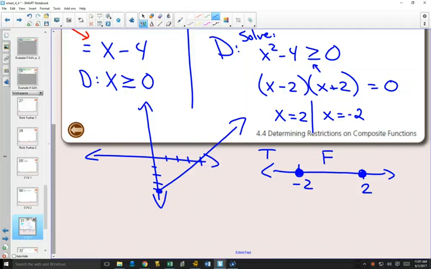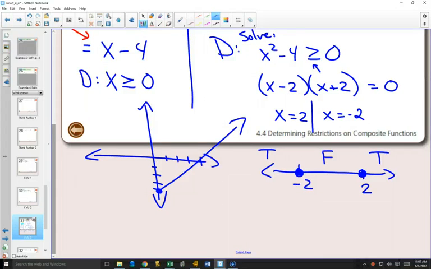And finally, something bigger than 2, like 38.7. 38.7 squared minus 4. You don't really need to figure it out. Can you tell that that's going to be bigger than 0? So this section will be true as well.